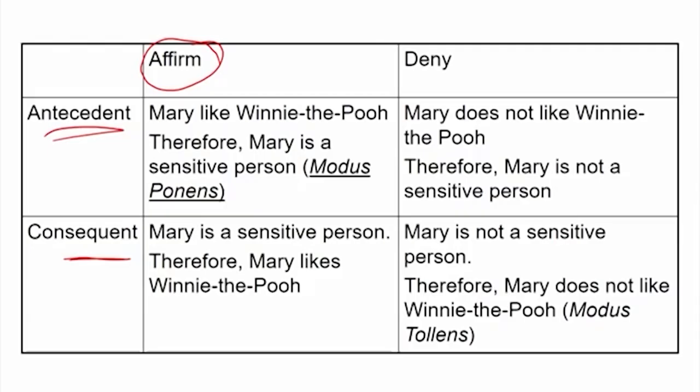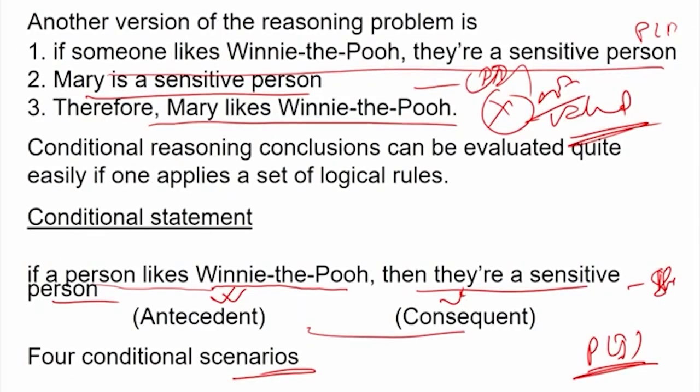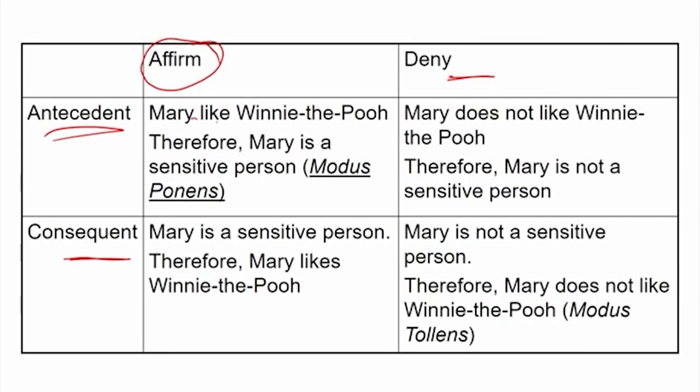Both of these can be put into four scenarios. The first is affirming the antecedent, then affirming the consequent, denying the antecedent, and denying the consequent. Basically, this is in terms of tautology, a truth table. Since this is not a logic class, I am not bringing in that logic, but these are the four scenarios or conclusions which can be drawn from it. So, given a statement like this, it leads to four different scenarios. Mary likes Winnie the Pooh, therefore, Mary is a sensitive person.